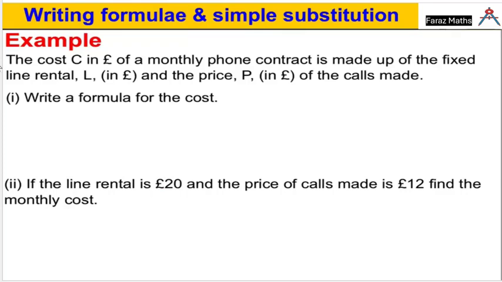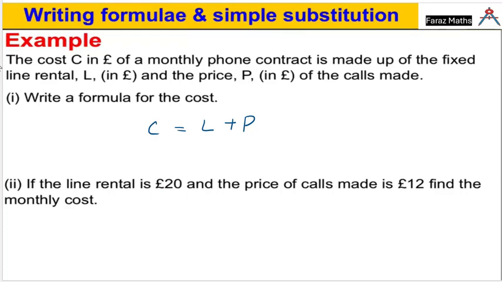The cost C in pounds of a monthly phone contract is made up of the fixed line rental L in pounds and the price P in pounds of the calls made. Write a formula for the cost. Obviously cost is C, so we have to write C first. C is equal to the line rent, which is represented by L, plus price, which is represented by P. So C is equal to L plus P.